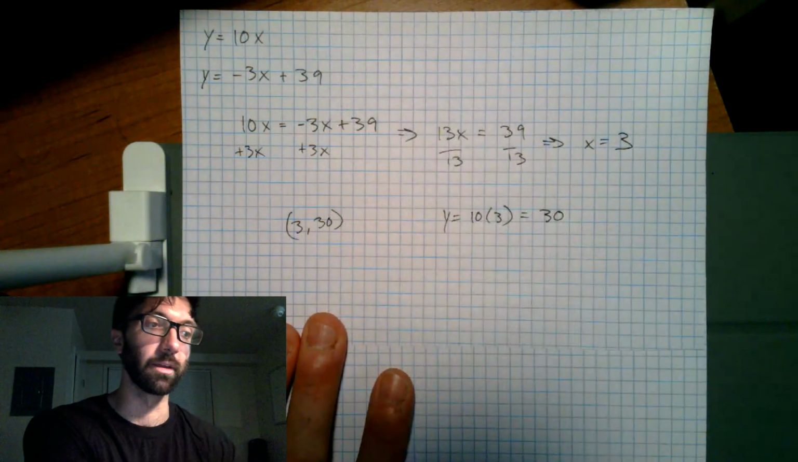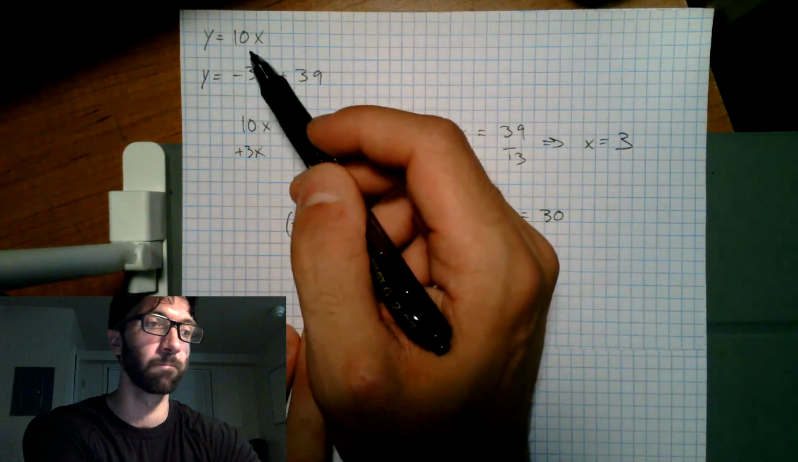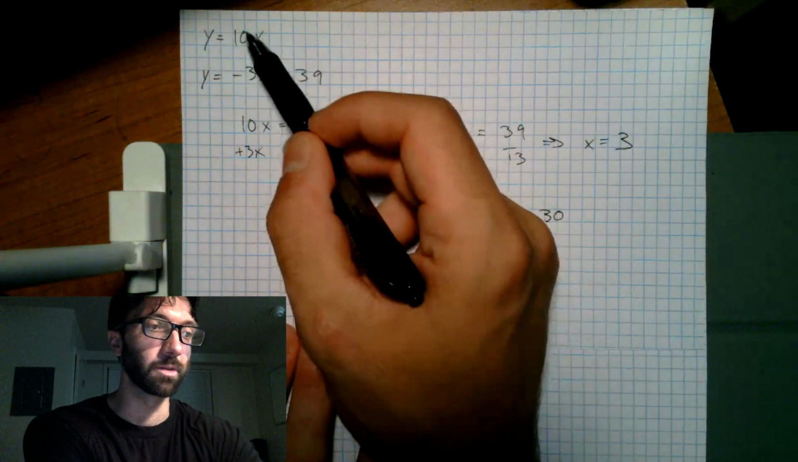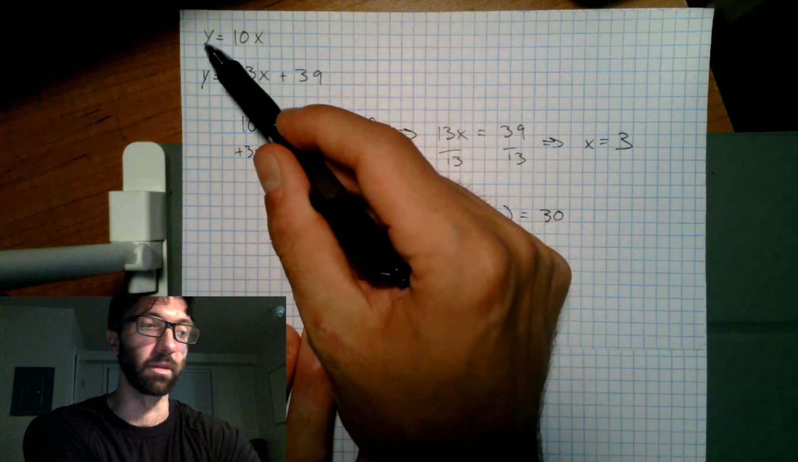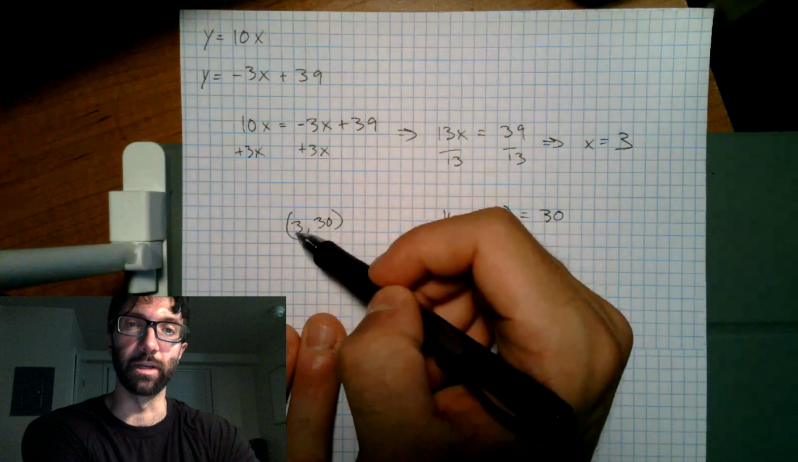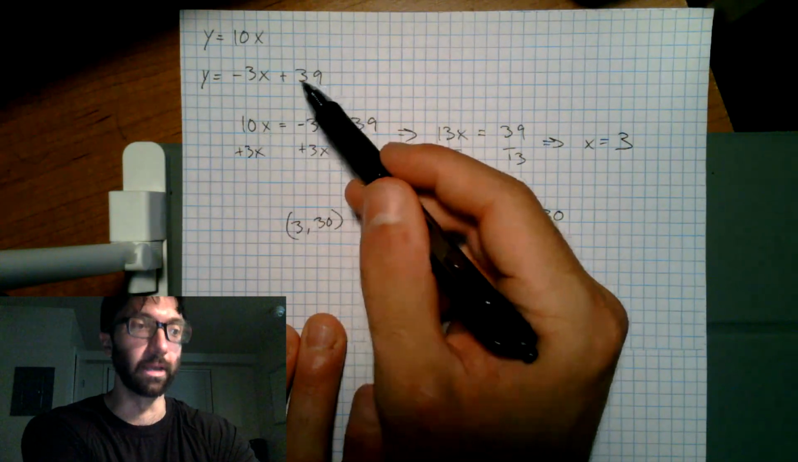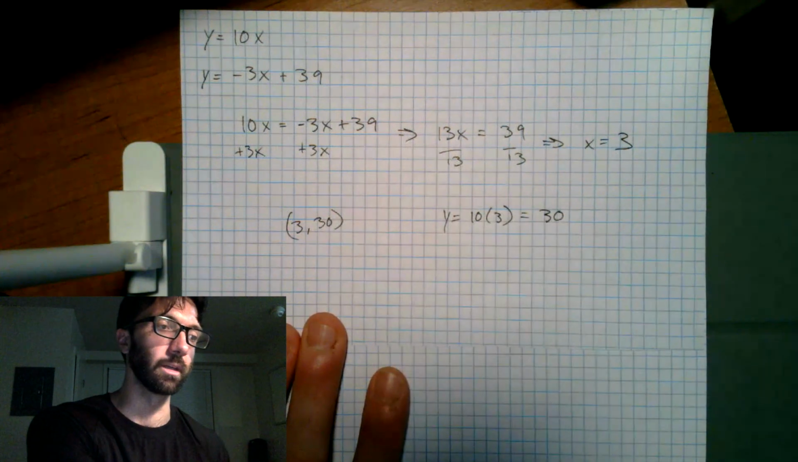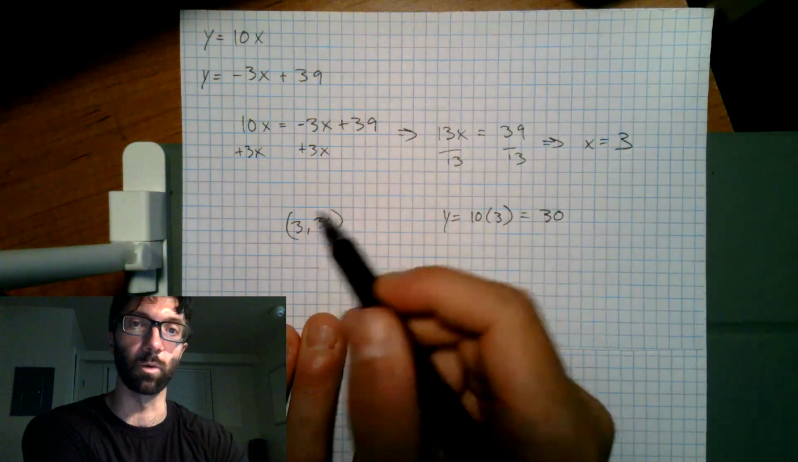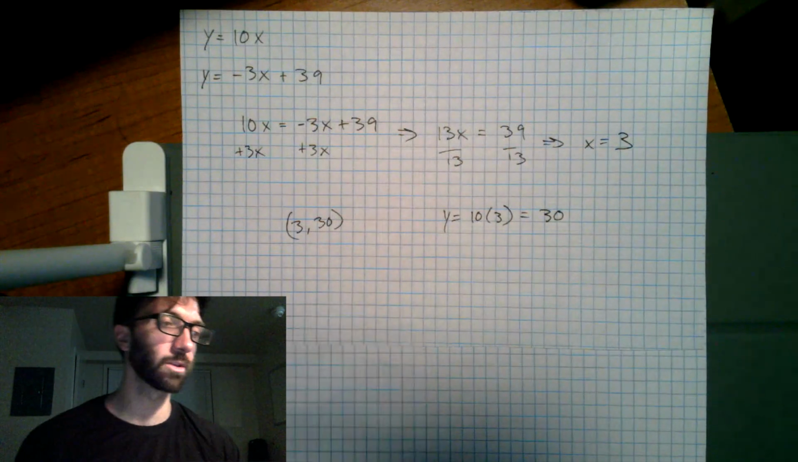And you can check this by substituting these values into the equations, right? 10 times 3 does in fact give me 30, and negative 3 times 3 is negative 9, and negative 9 plus 39 is in fact 30. So we can see that this ordered pair does satisfy both equations. Okay, so that's sort of the first scenario.